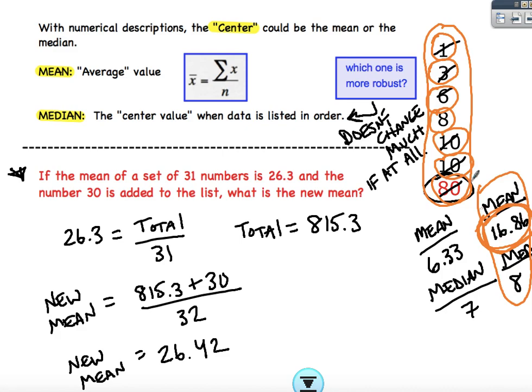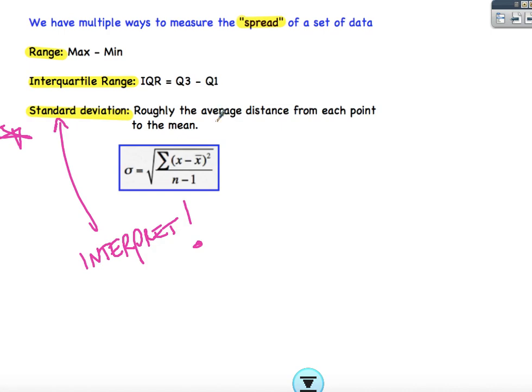If you found all of those distances each of these points is away from that mean, and then you found an approximate average of all of those, that's the standard deviation. And it's roughly an average. It's approximately an average. It's not a pure average because we're dividing by n minus 1 rather than just an n. But it's pretty close to an average. Okay.